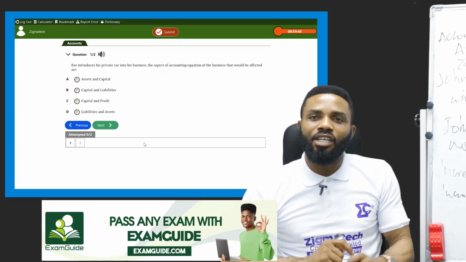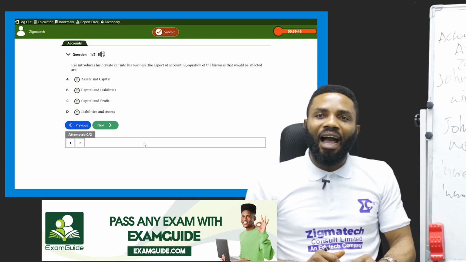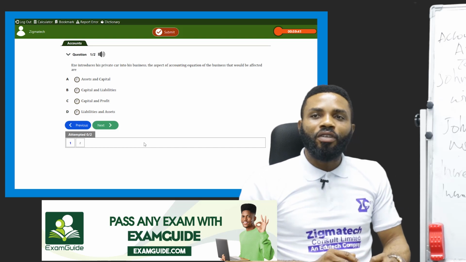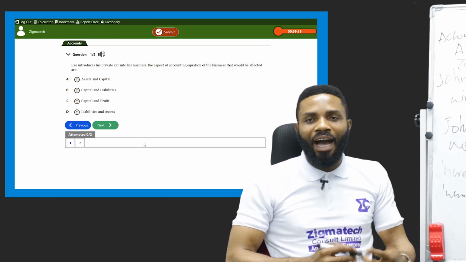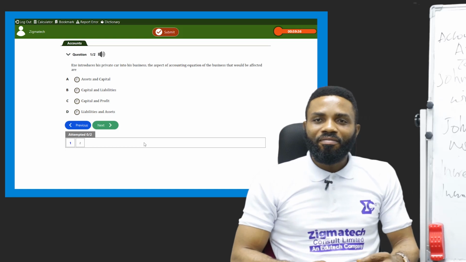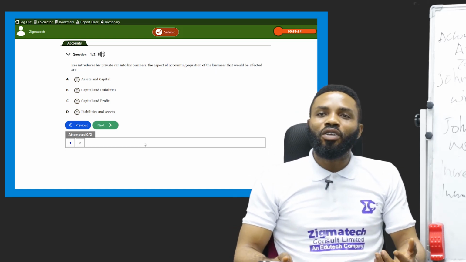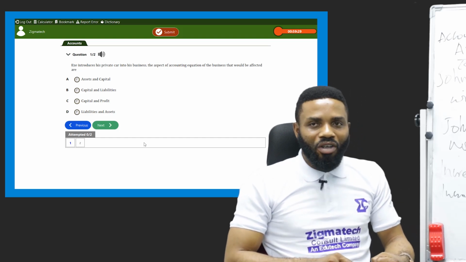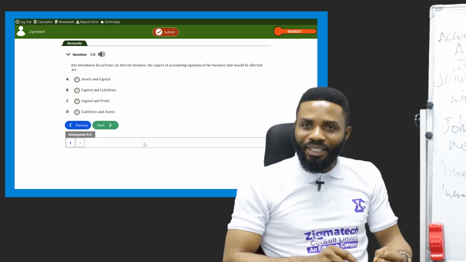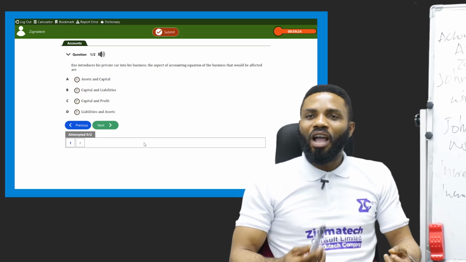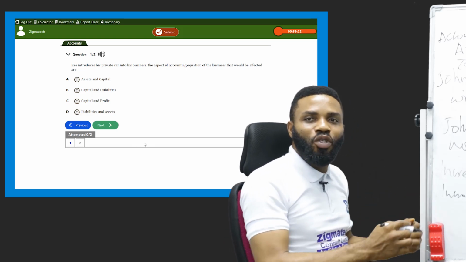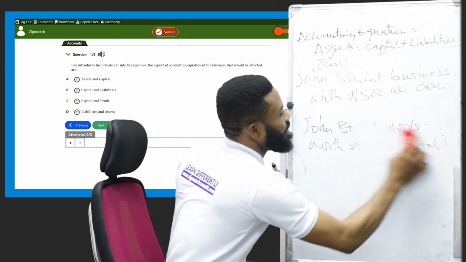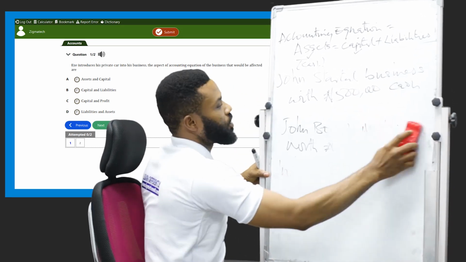The first one said, Eze introduces his private car into his business. The aspect of accounting equation of the business that will be affected are, it's very simple. He said, Eze introduces his what? Private car. First of all, you know that asset will be affected, and you know that capital will also be affected. Why will asset? Look at this. He introduced his private car.